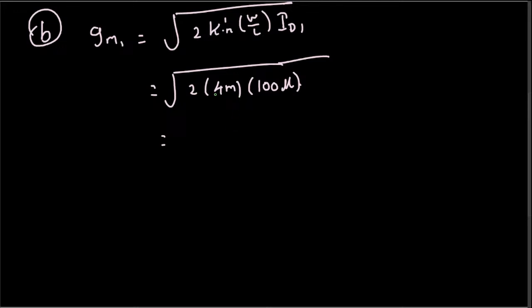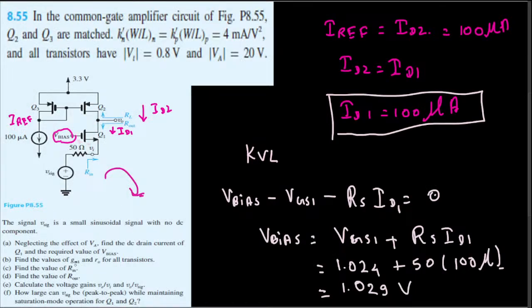100 micro, 2 times 8 milli, so the answer comes out to be 0.89 milliampere per voltage. Milliampere per volt.